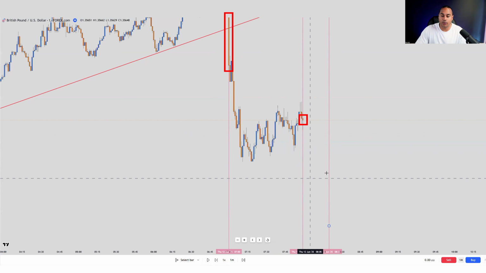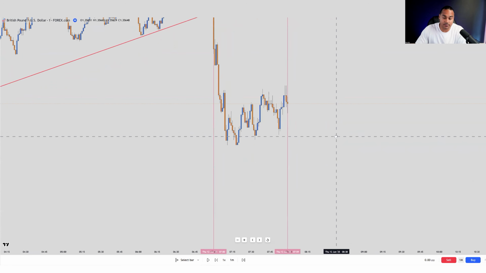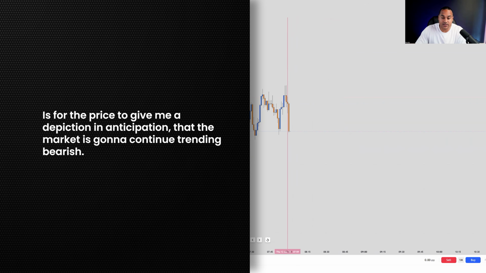Now, as I know already from a higher time frame perspective, the previous candle has closed bearish. So naturally, I'm just going to look for price to continue in that direction. And what I'm looking for here is for the price to give me a depiction in anticipation that the market is going to continue trending bearish.